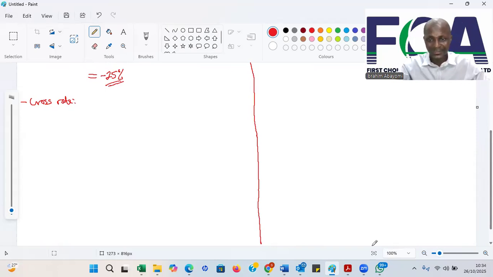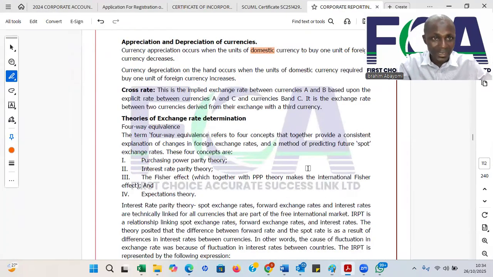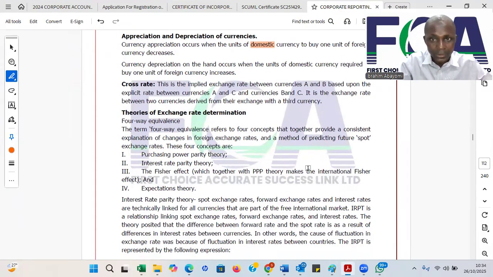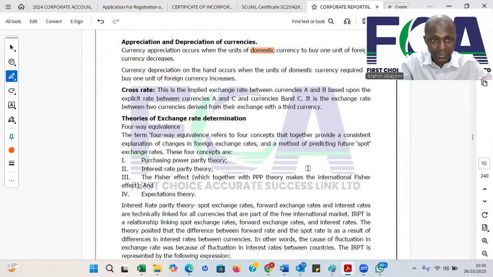Of a cross rate. Let's go to the material to see whether I have an example of that. Cross rate. Okay, so look at it. We said this is the implied exchange rate between currency A and B based upon the explicit rate between currency A and C and currency B and C. It is the exchange rate between two currencies derived from their exchange with a third currency.